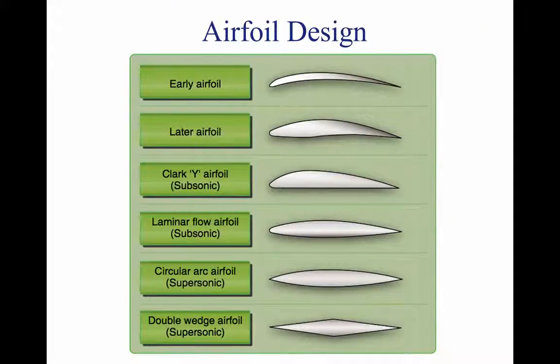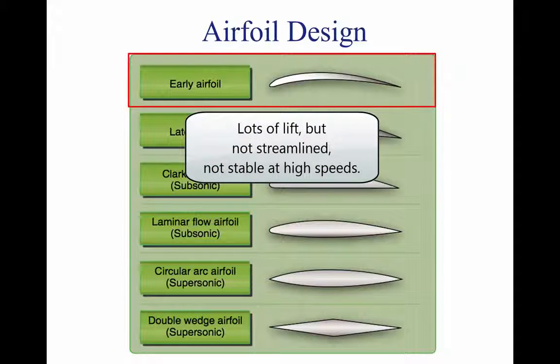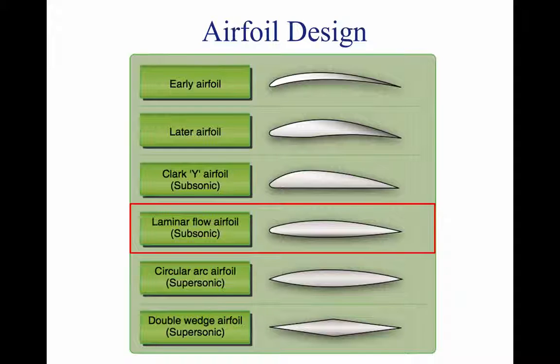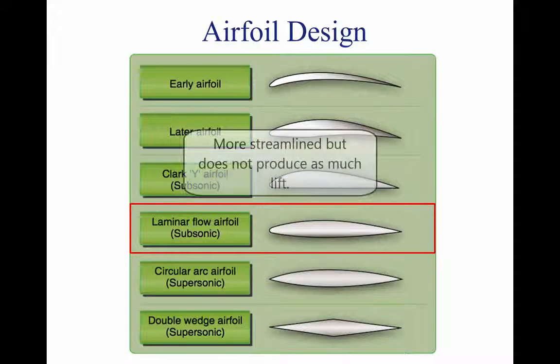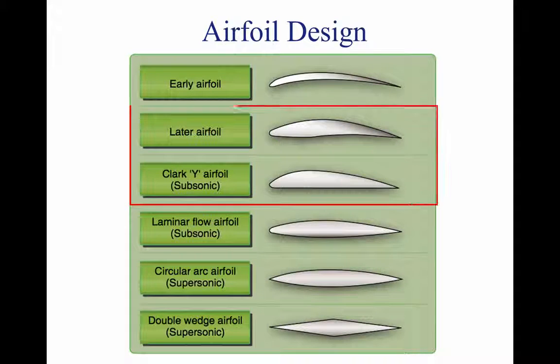Different airfoils have different flight characteristics. Many thousands of airfoils have been tested in wind tunnels and in actual flight, but no one airfoil has been found that satisfies every flight requirement. For example, the scooped-out bottom of the early airfoil gives lots of lift, but is not streamlined and is not stable at high speeds. The laminar flow airfoil is an almost symmetrical airfoil that is more streamlined but does not produce as much lift. The middle designs give some combination of the scooped-out bottom and symmetrical designs.